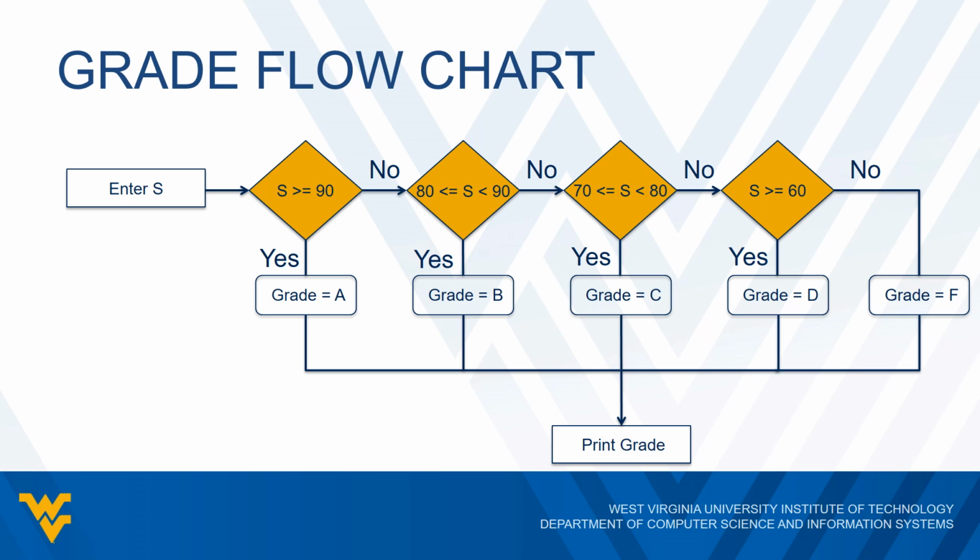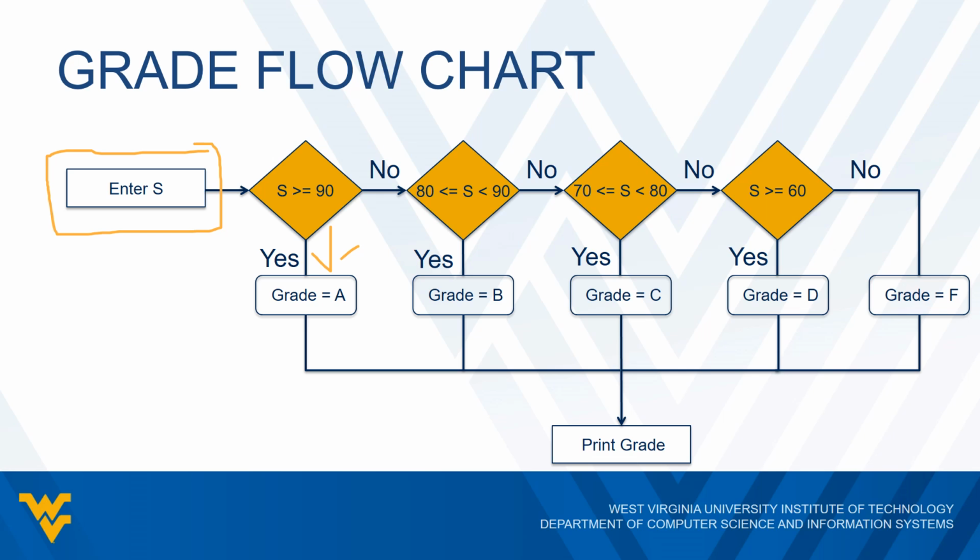We have another flowchart to help illustrate this problem, how to put together this application. So we start up here where we're going to have the user enter S, the score, and we're first going to check, is S greater than or equal to 90? If so, we're going to move down here and set our grade to A and then print the fact that the grade is A.